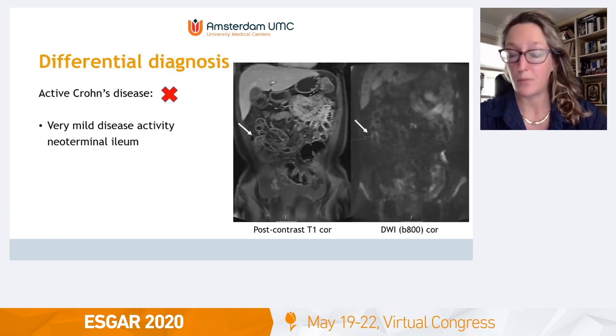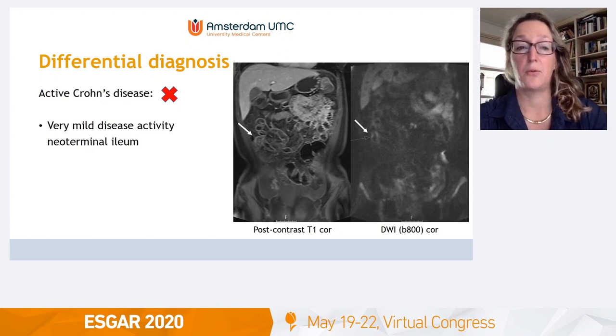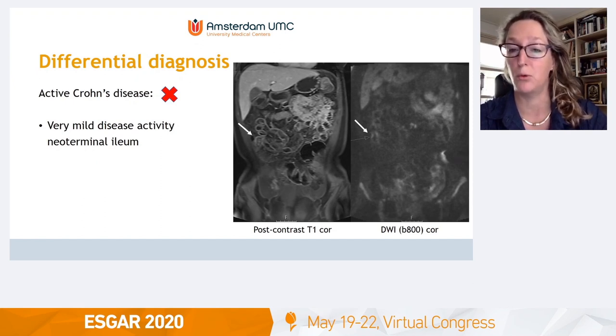Well, we stated this cannot be an active Crohn's disease. Why not? There's only very mild disease activity in the neoterminal ileum. You see on the post-contrast T1-weighted image, the arrow is indicating the neoterminal ileum, that there's hardly more uptake of contrast medium than of the surrounding bowel loops. And on the DWI with the b-value of 800 on the right-hand side, you see there's only a very slight amount of restricted diffusion.